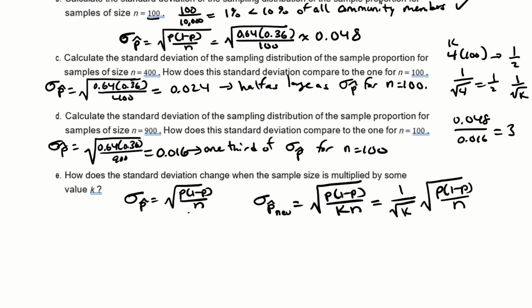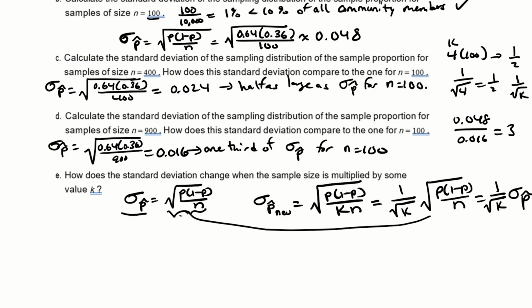Which is sigma, you can replace that with sigma p hat. So we get 1 over square root of k sigma p hat. So you can see that we just have to divide by square root of k, okay? So the standard deviation is multiplied by 1 over square root of k. All right, so you can see that there.